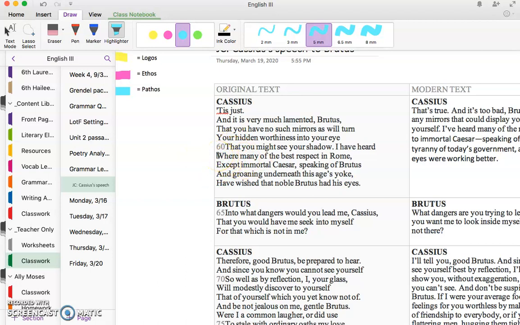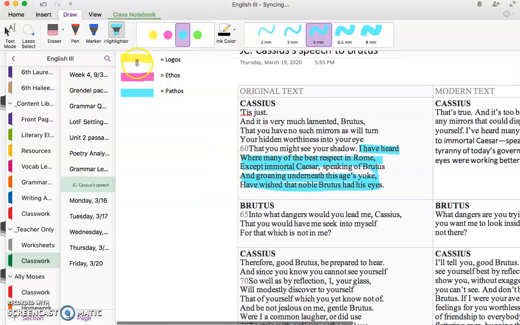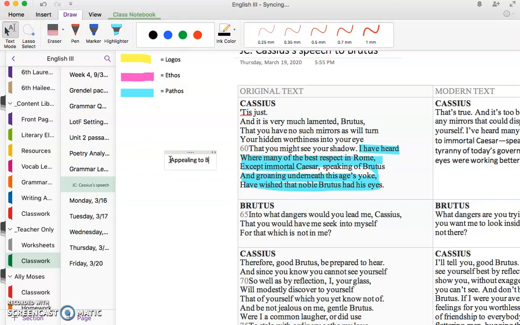So I'm going to highlight this as pathos. "I've heard where many of the best of respect in Rome, blah, blah, blah, groaning under this, have wished that noble Brutus had his eyes." Now, this one right here, I think this is pathos, essentially because it's appealing to one of Brutus's emotions, most especially his pride, or his sense of reputation. Pathos, again, is trying to get your audience to feel something specific, and this is basically what Cassius is trying to do right here.